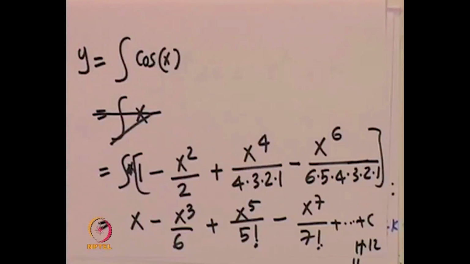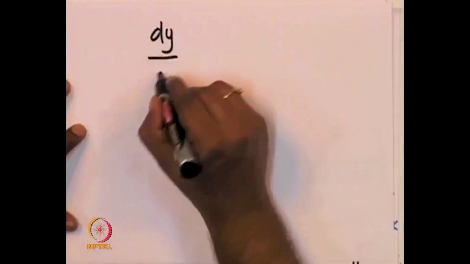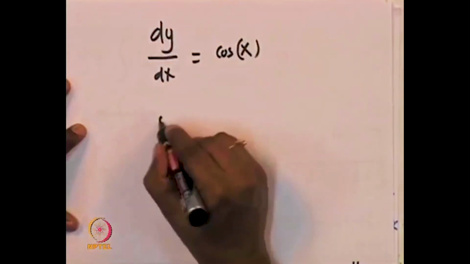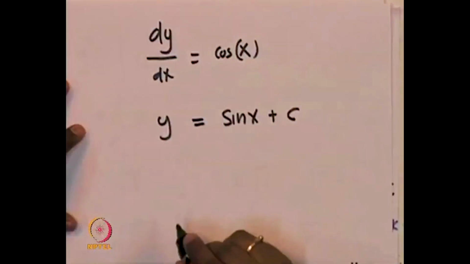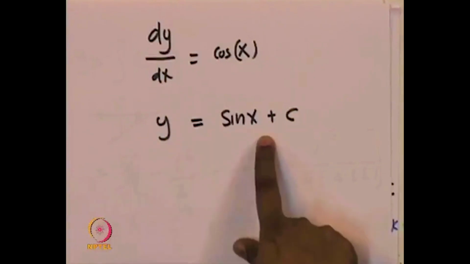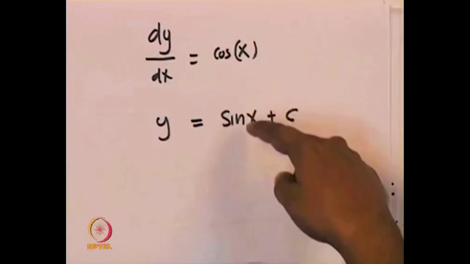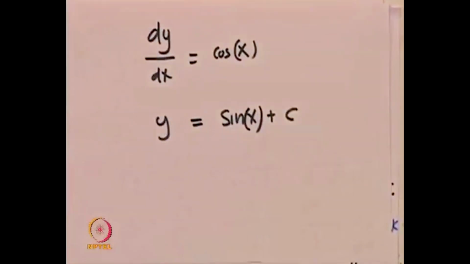the integral of cos x is nothing but sin x. Just like we know that if we had dy by dx is cos x, y is sin x plus constant. This much we know because we can also guess this, because if y is sin x, the derivative dy by dx has to be cos x, because we know that the derivative of sin x is cos x.